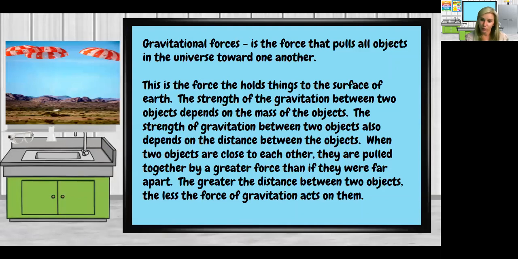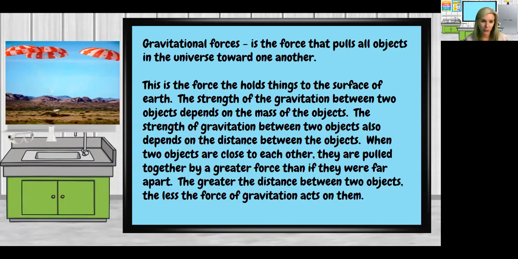A gravitational force is the force that pulls all objects in the universe toward one another. This is the force that holds things to the surface of the Earth. The strength of gravitation between two objects depends on the mass of the objects. It also depends on the distance between the objects. When two objects are close to each other, they are pulled together by a greater force than if they were far apart. The greater the distance between the two objects, the less the force of gravitation acts on them.